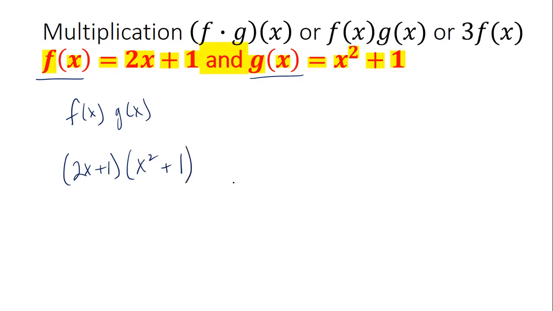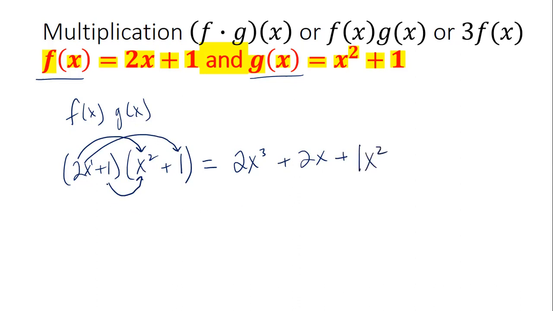How do I multiply those? FOIL, double distribution, right? So when we double distribute, 2x times x squared is 2x cubed. Remember, when you are multiplying variables, you're adding their powers. So 1 plus 2 is 3. 2x times 1 is? And then we have 1 times x squared is? It's just 1x squared. And then 1 times 1 is? 1.